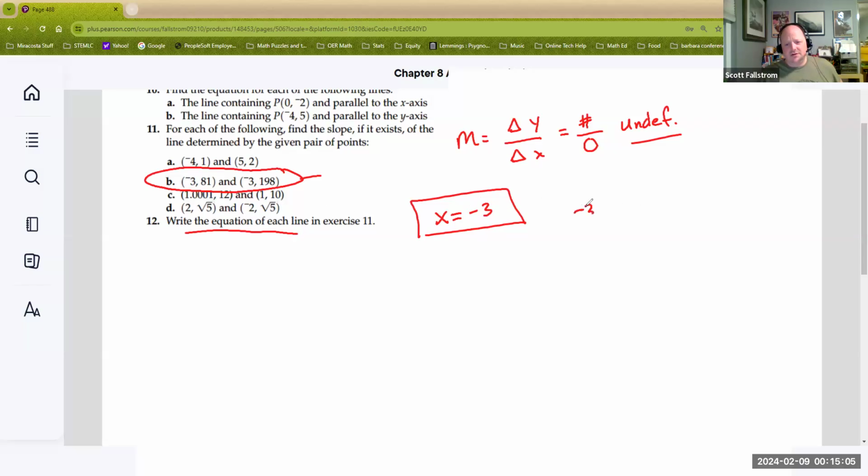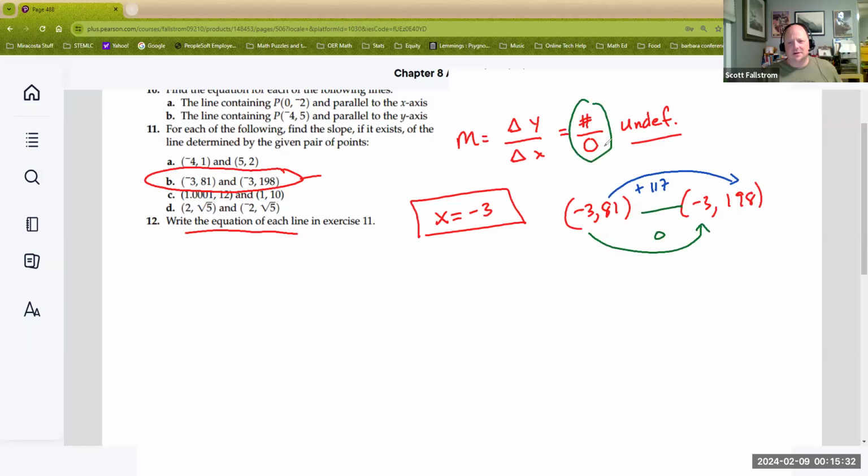Now, if you chose to do this the way that I demonstrated in class, you're welcome to do that as well, but it will give you the same results. What you're looking at here is what is the change in Y values. That one goes up by 117. Then the change in X values, that one goes from here to here, and that changes 0. So what you have is 117 over 0. That's your slope. Again, it's a number divided by 0, so it's undefined. Okay, and there you go. That's it for that one.